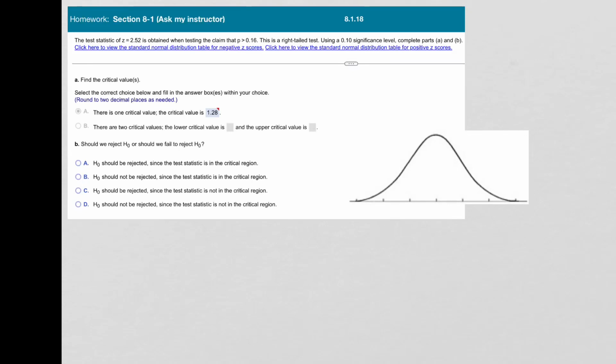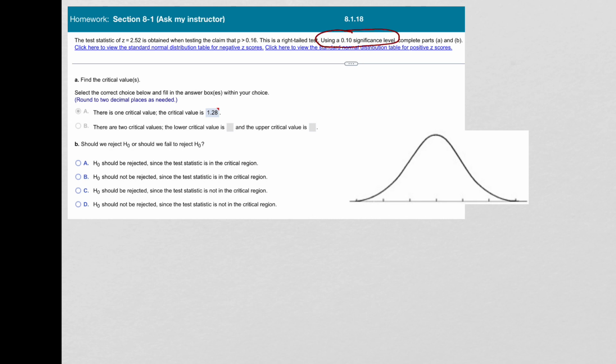In this problem, we're given the test statistic of z equals 2.52, and we are told that the claim is that p is greater than 0.16, so that means that this is a right-tail test. We're going to use the critical value method for determining whether to reject or fail to reject the null hypothesis. So I start off with the significance level of 0.10.